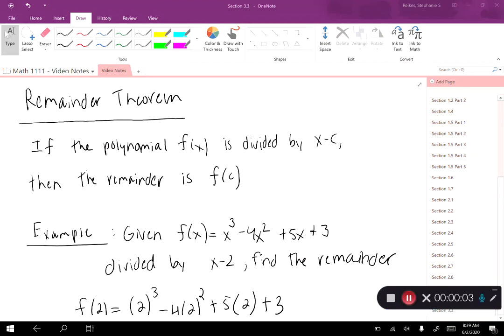In this video, I want to go over two more definitions and examples from section 3.3. Let's begin with the remainder theorem. It states if the polynomial f of x is divided by x minus c, then the remainder is f of c. Let's take a look at an example.